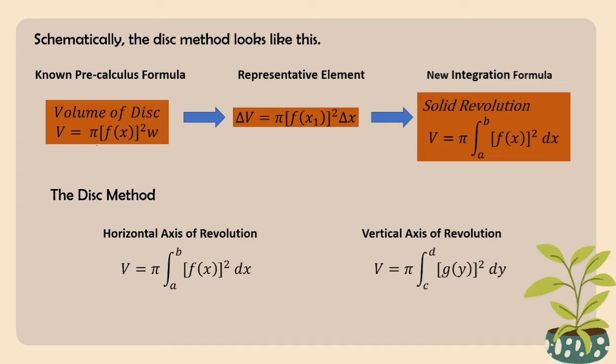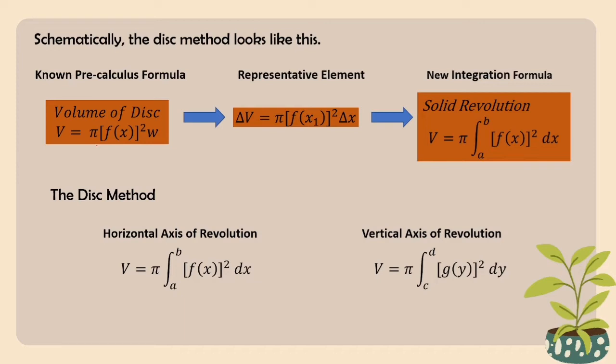Then there comes out this representative element, delta V equal to pi f of x sub 1 squared delta x. Now, here is the new integration formula for the solid of revolution: volume equal to pi integral from a to b f of x squared dx. So that is the disk method. A similar formula can be derived when the axis of revolution is vertical or horizontal.